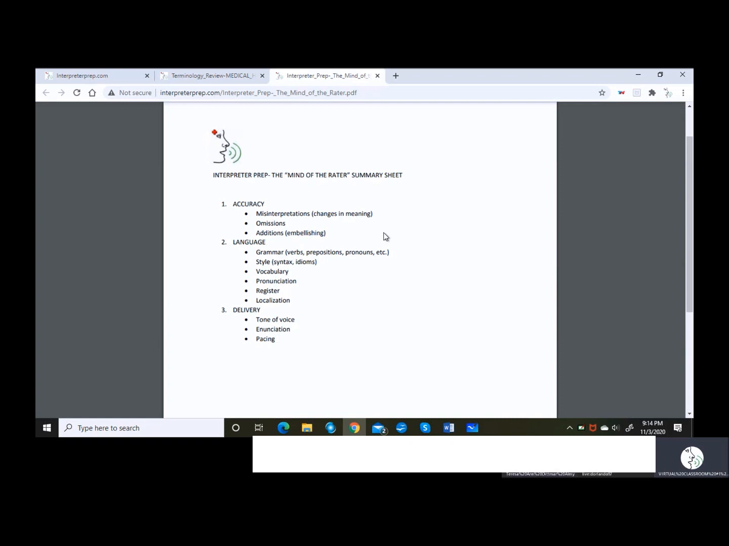Okay, so I want you to please remember, if there's only one thing you remember of all I'm telling you today, that the reason why most people who obviously speak both languages well don't do well on the exam is because they change meaning and they forget things. Those are the 2 pecados capitales. Okay.